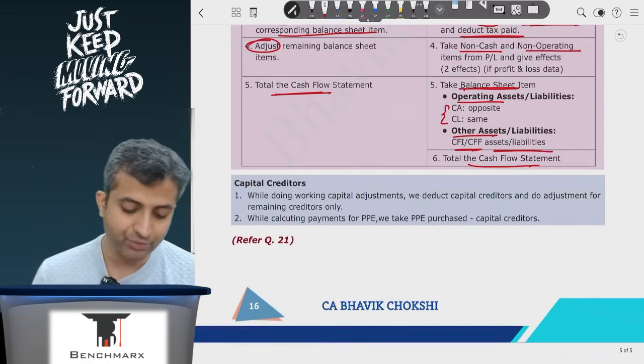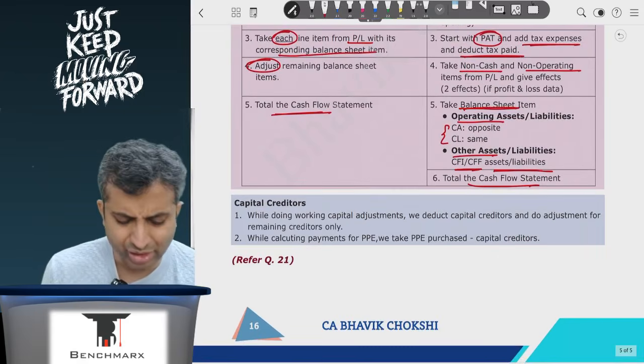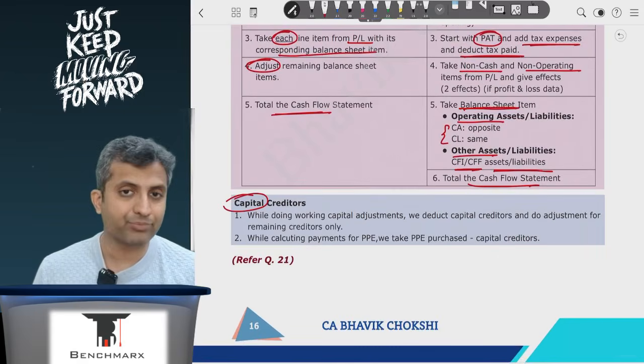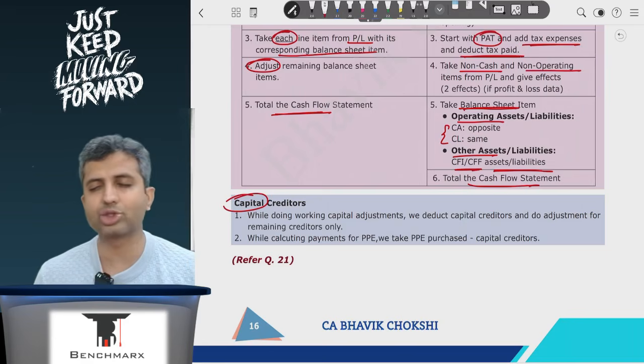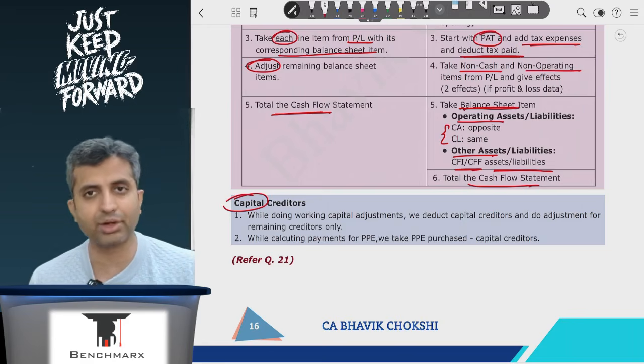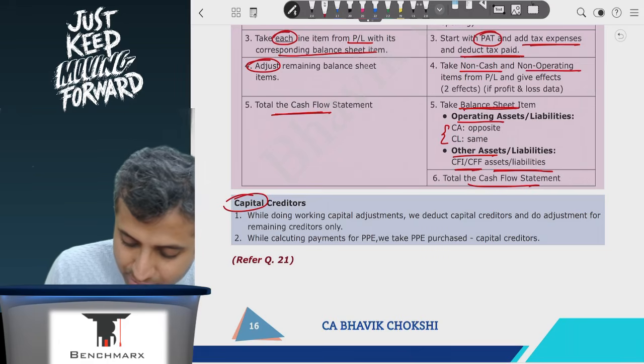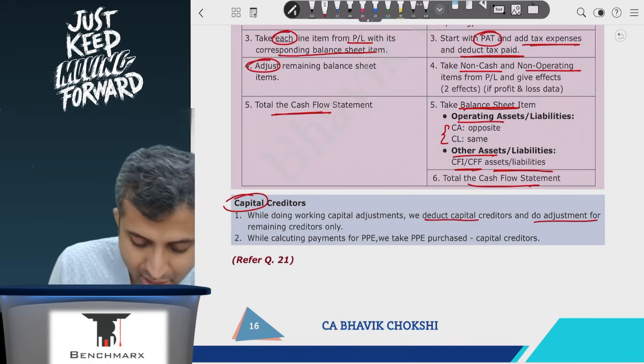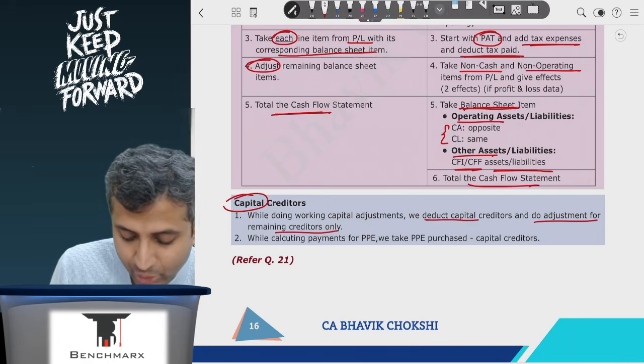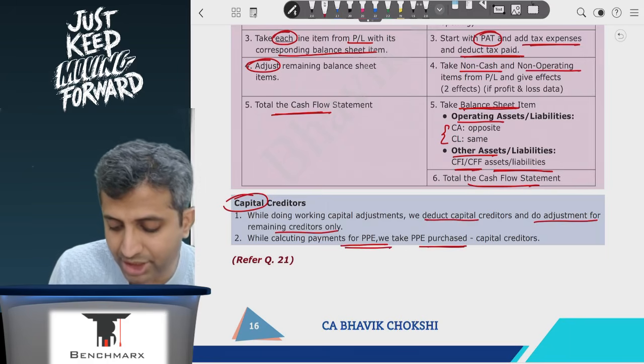Now there can be a special adjustment for certain items, like you can have a capital creditors. These are creditors not for the purpose of goods, these are creditors for fixed asset, in which case they will not go into the working capital adjustments. While doing working capital adjustments, we deduct the capital creditors and do not adjust for them directly. While calculating the payments for PPE, we take PPE purchase minus capital creditors.